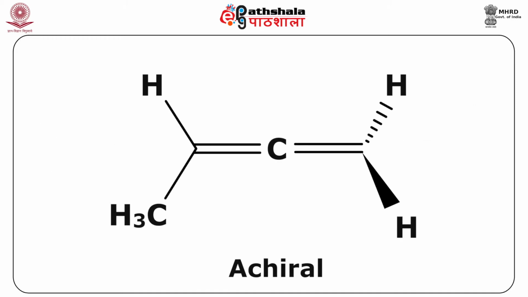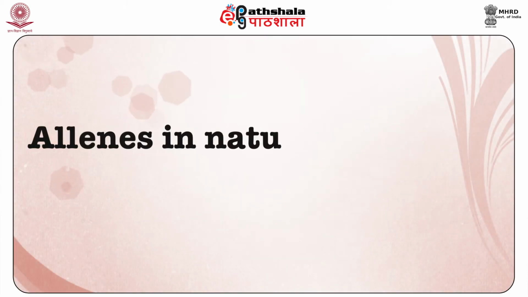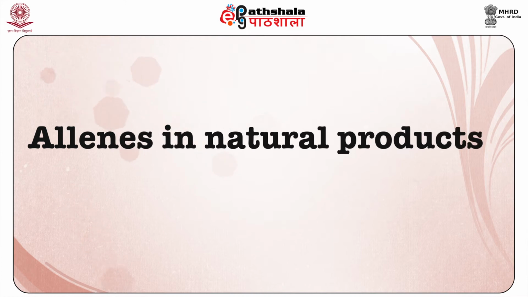An allene with unlike substituents on one terminal carbon atom and the same substituents on the other terminal carbon atom will be achiral. It will have only one symmetry plane. The cumulene with an odd number of double bonds with terminal carbon atoms having unlike substituents also will be achiral because both terminal planes will be the same, as shown to you here in the figure, which makes it clear that it is an achiral allene. Now let us discuss something about allenes occurring in natural products.